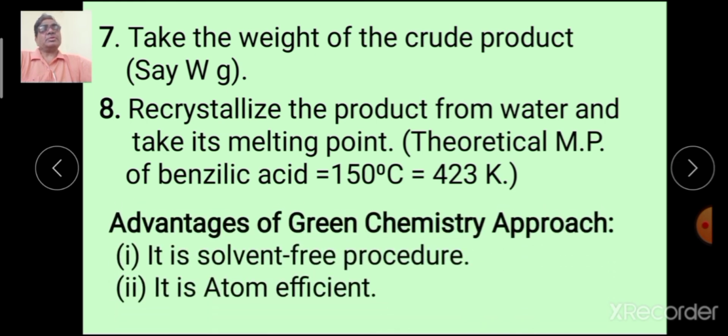Now, what are the advantages of this preparation? This is the green chemistry approach. The first advantage is that it is a solvent-free procedure. There is no solvent chemical; solvent is not used. Therefore, it is a solvent-free procedure, and this is atom efficient. That is, two molecules are reacted. Therefore, it is an atom efficient preparation.